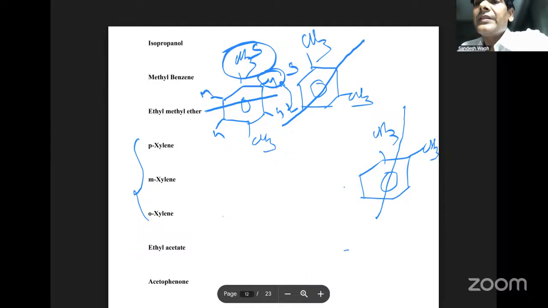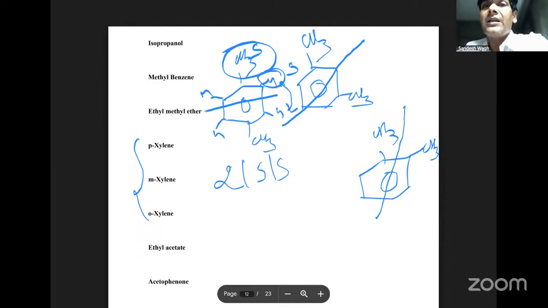Okay, now look at here. So how many peaks will you get for the xylene? You will get only two signals. That is two peaks, both singlets. This is singlet, this is singlet. So this is all about your paraxylene.